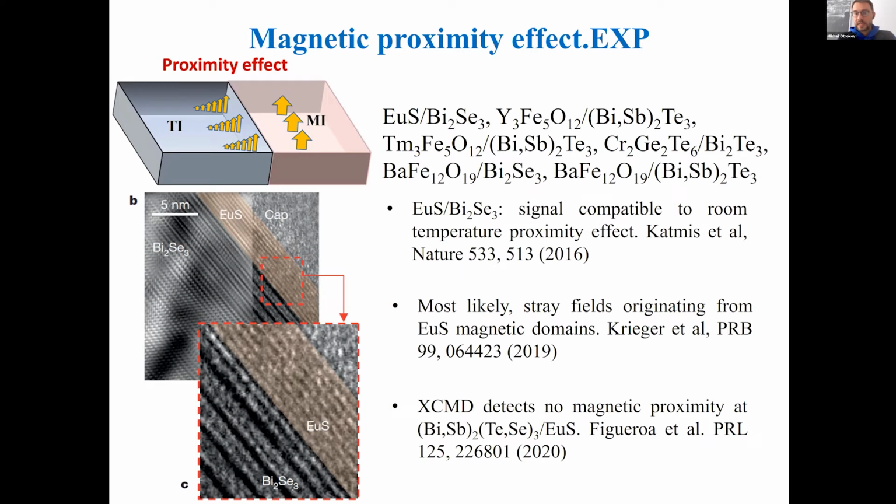And by nicely designing the measurements in different setups, different systems, films and thicknesses, the conclusion was that the XMCD does not detect the magnetic moments induced on bismuth, antimony, tellurium, or selenium. At least these magnetic moments, if there are any, are below the detection limit. So this system for sure needs to be investigated, needs to be understood what is going on there.